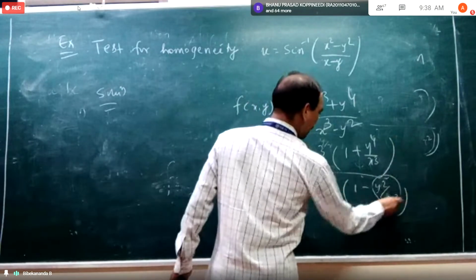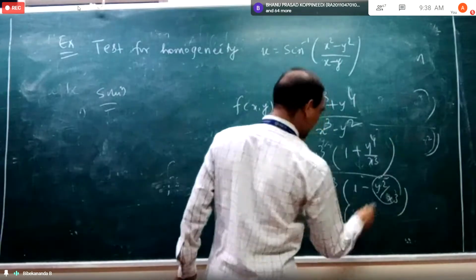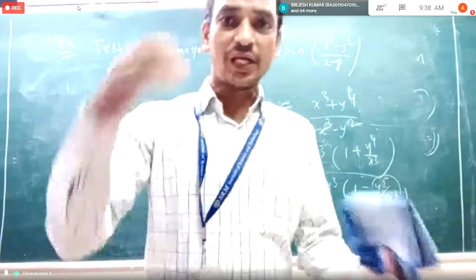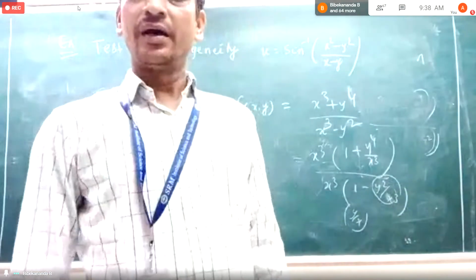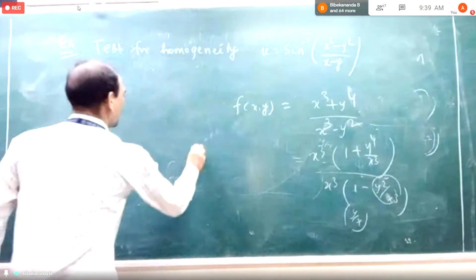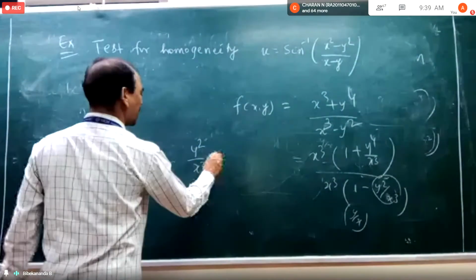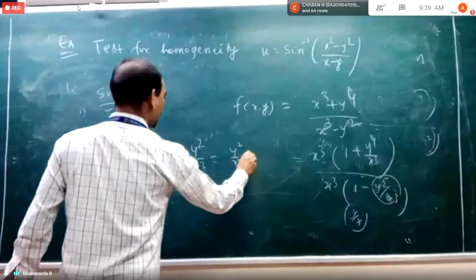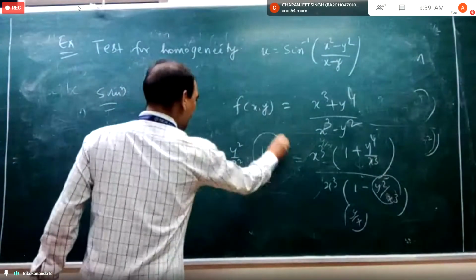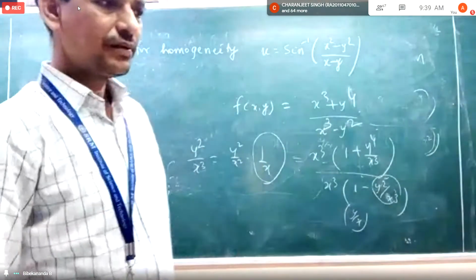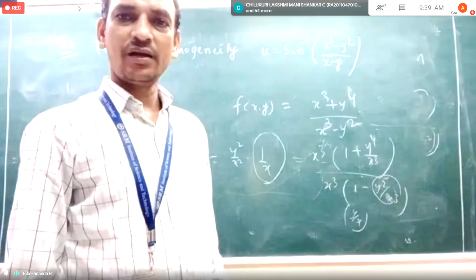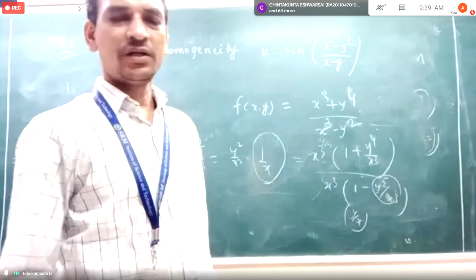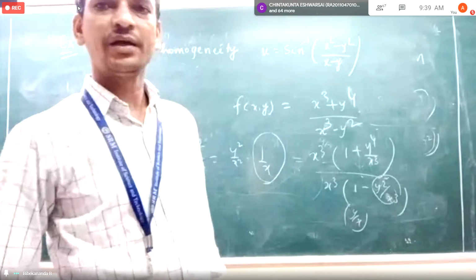So these are not of the form y by x. Y by x means a single variable. Can you write this as y by x? No, because the degree of y is different and the degree of x is different. Suppose we want to write y square by x cube in the form of y by x: y by x whole square into 1 by x. So this 1 by x will also be there. So it is not completely in the form of y by x.